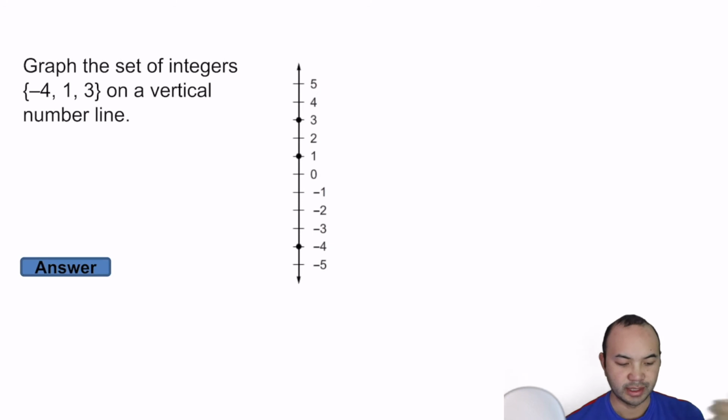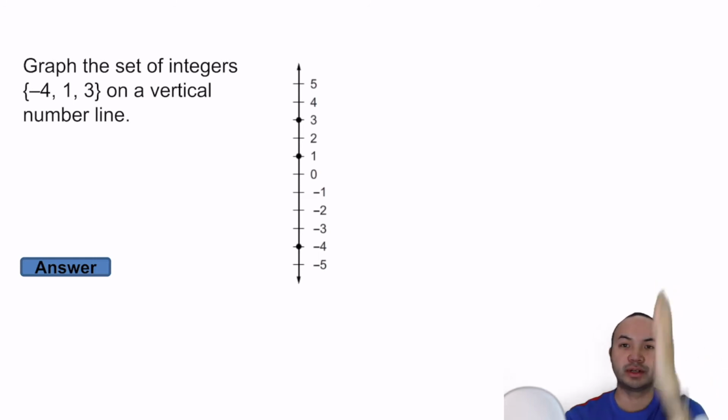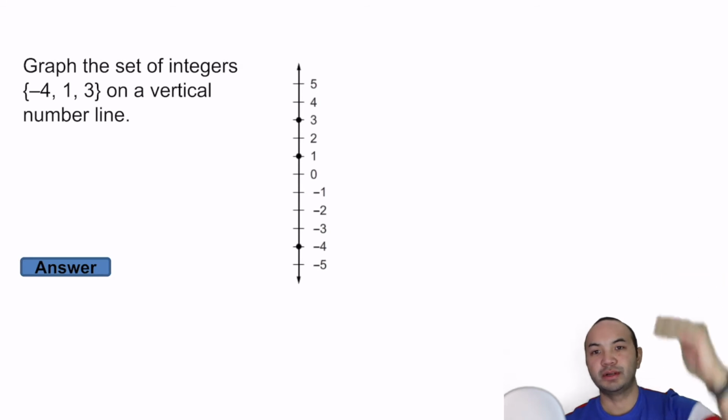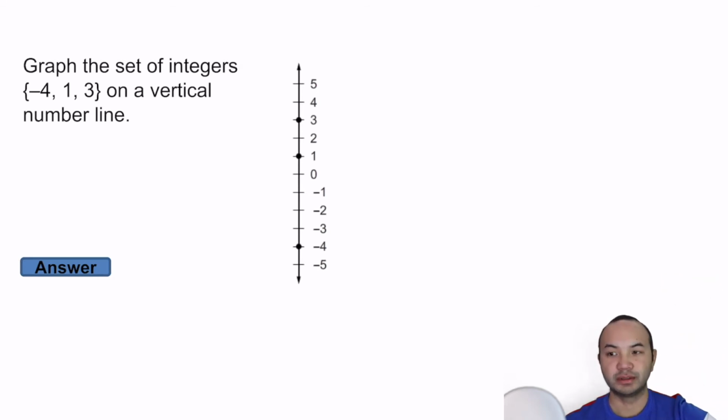Going some more, -4, 1, and 3, that's actually already in order, but the key here is you're drawing the number line properly. If you're doing it vertically, positive numbers are above 0, negative numbers are below 0, and you're drawing them 0, 1, 2, 3, and then 0, -1, -2, -3.